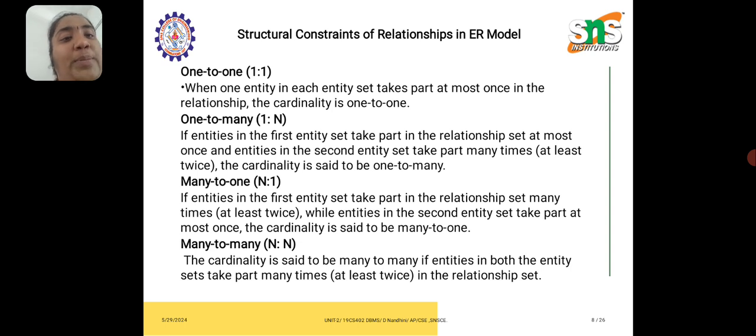The cardinality is said to be many to many if entities in both entity sets take part many times. For example, on both sides. On the left side also there will be many entities, for example A, B, C, D, and on the right side also there will be many entities as E, F, G, H. So each entity will be having a relationship with many.